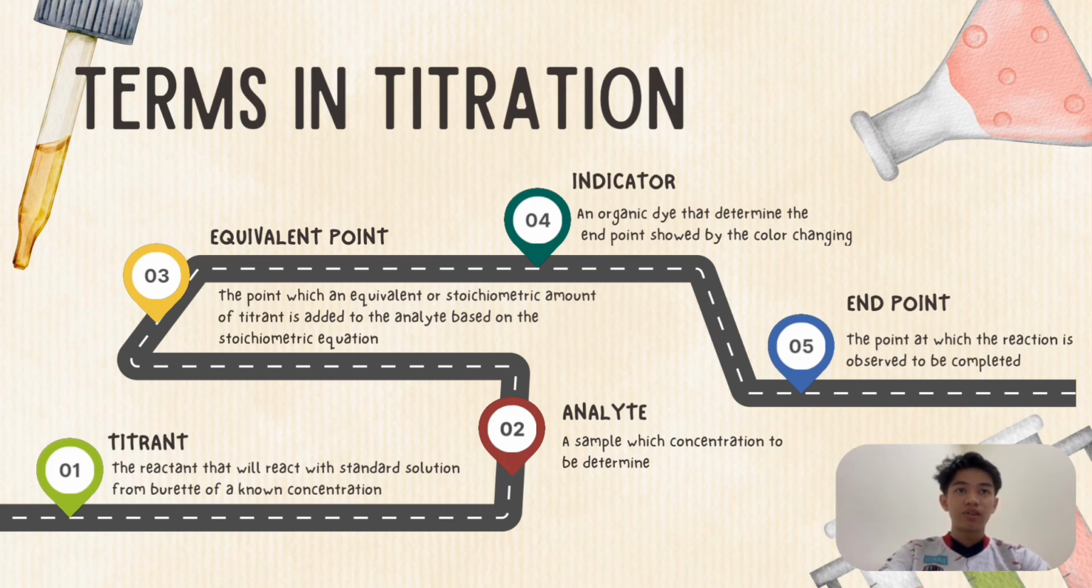Next, equivalence point. The equivalence point is the point at which an equivalent or stoichiometric amount of titrant is added to the analyte based on the stoichiometric equation. Fourth, indicator. An indicator is an organic dye that determines the endpoint, shown by the color changing during the titration. And lastly, endpoint. Endpoint is the point at which the reaction is observed to be completed.